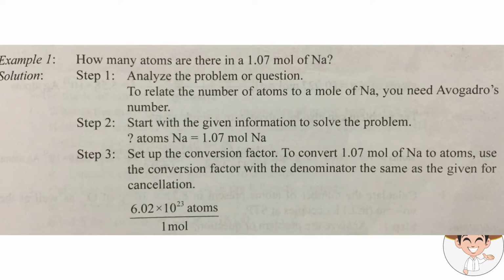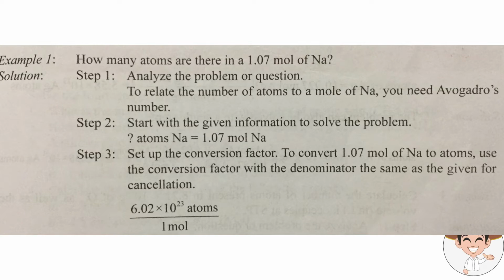Now, we have here example number 1. How many atoms are there in 1.07 mole of Na? Now, we are asked for the number of atoms. First, we are going to analyze the problem or question. So, to relate the number of atoms to a mole of sodium, you need Avogadro's number because we have already the constant, which is 6.02 times 10 raised to 23.